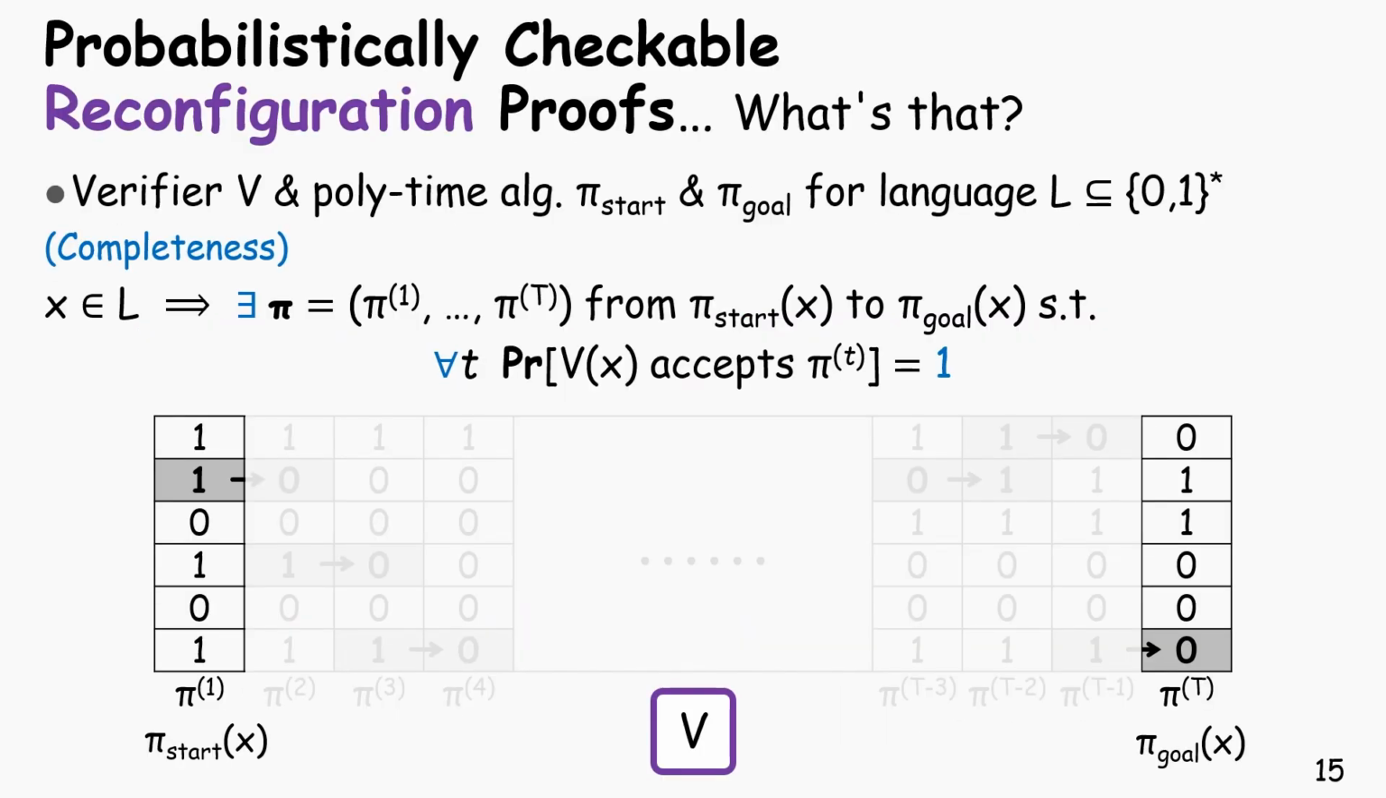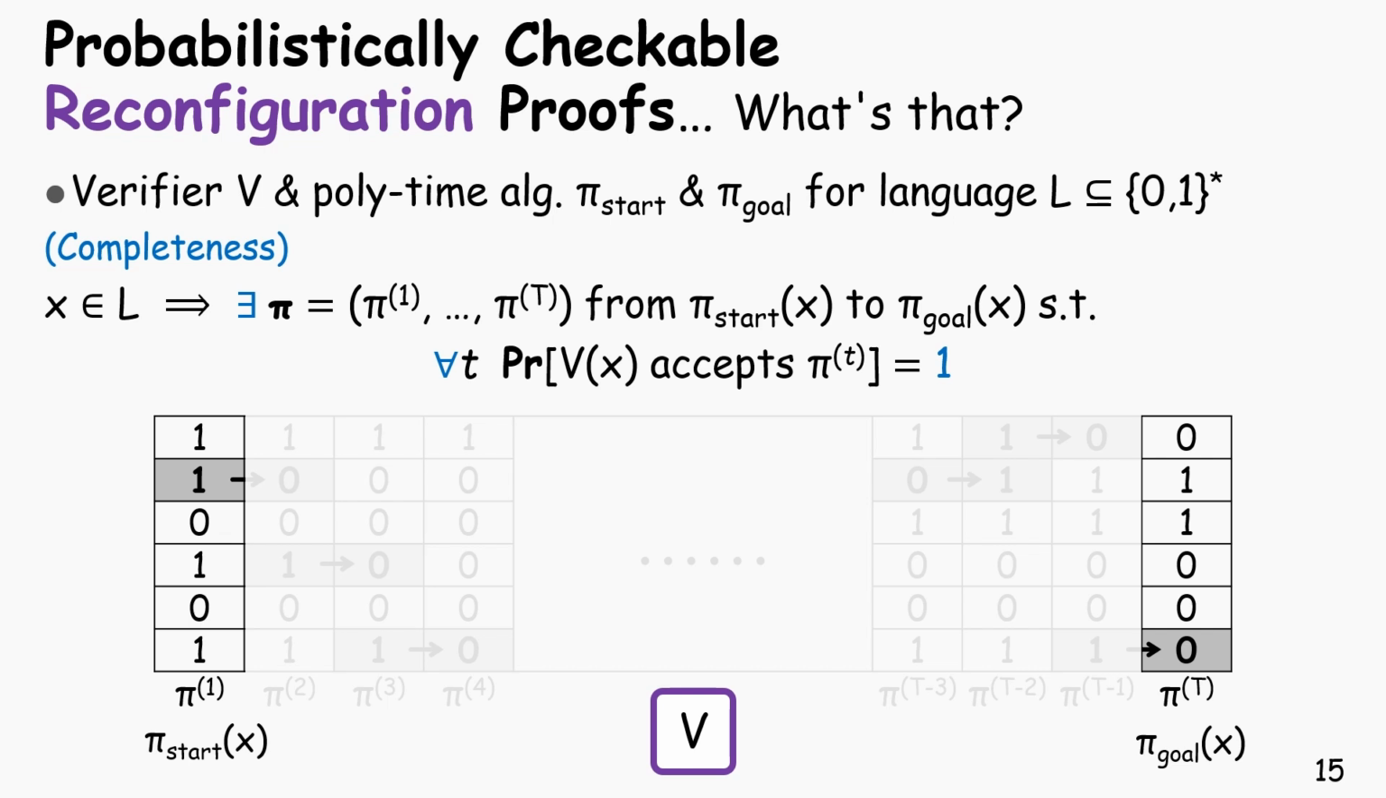I will explain what are probabilistically checkable reconfiguration proofs, PCRP. Similar to PCP, we are given a verifier V, but we are also given a pair of polynomial time algorithms pi start and pi goal. In the completeness case, if the input x is in the language L, then there exists a reconfiguration sequence of proofs from pi start to pi goal such that verifier V accepts every proof with probability 1.